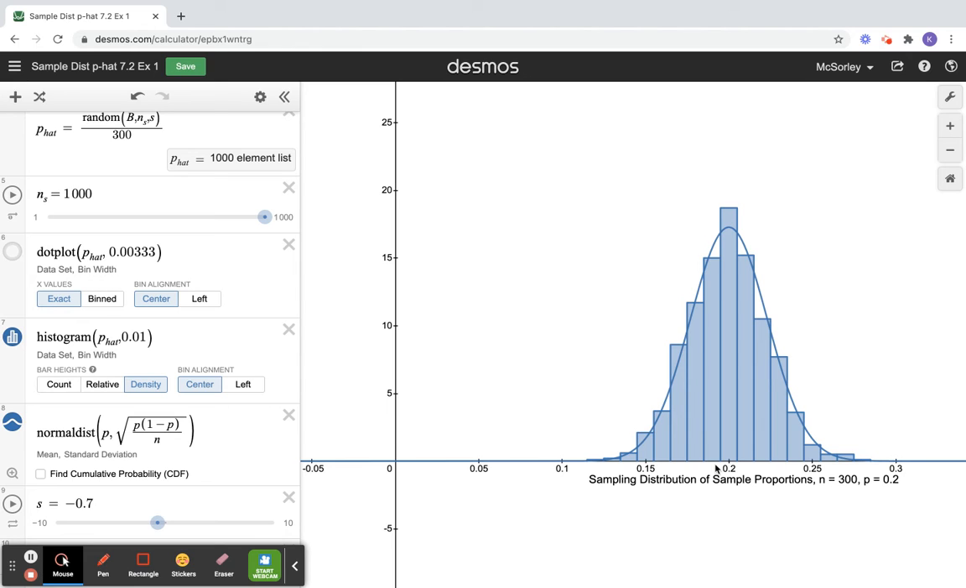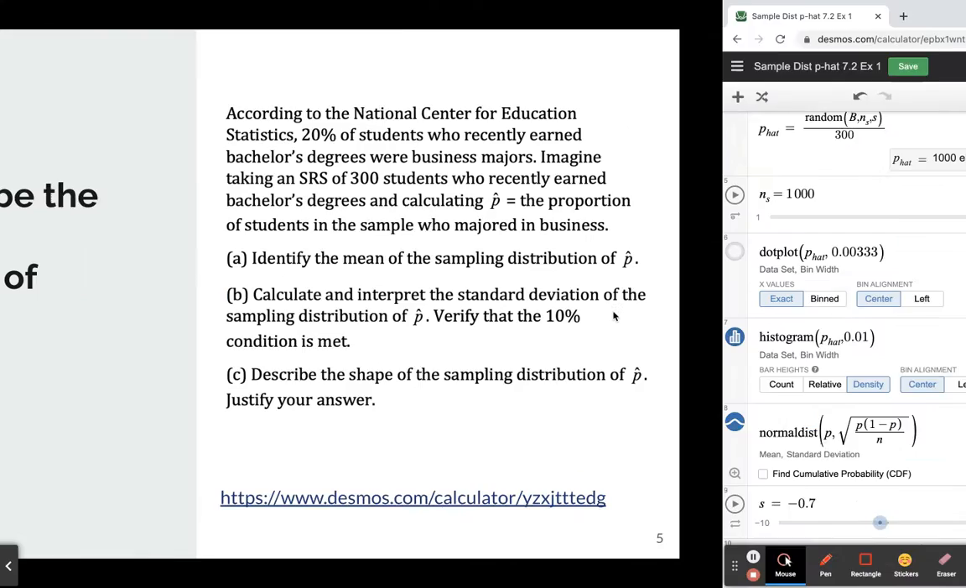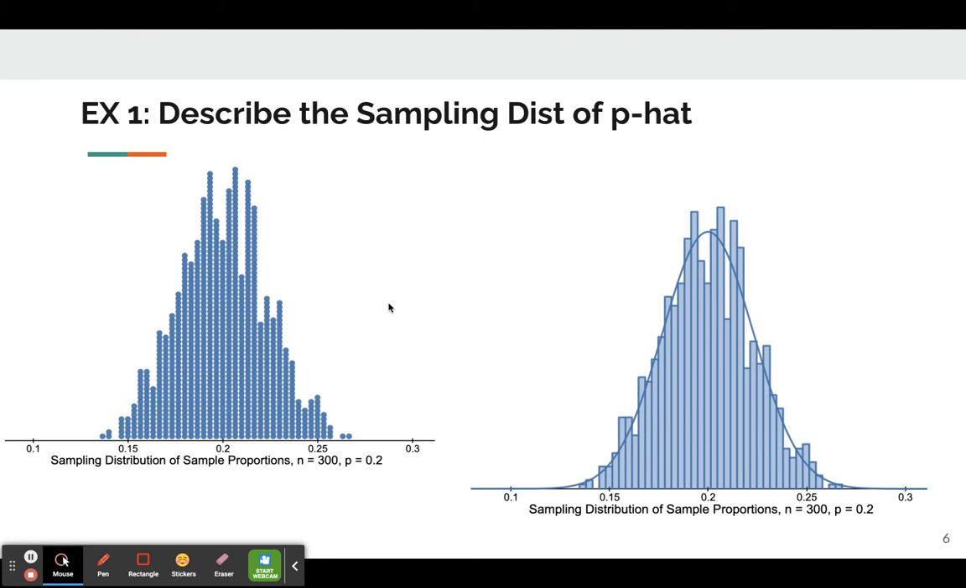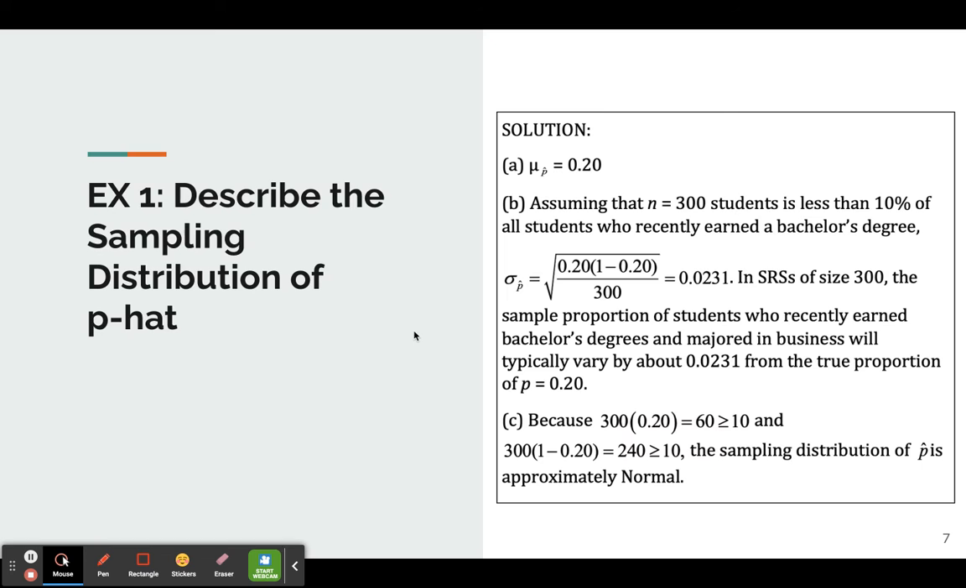So I can see from this that it has a center right at 0.2. The mean of the sampling distribution, the mean of all these sample proportions, is going to be 0.2. And I can use this formula to find the standard deviation of all these sample proportions, right? So let's go on and answer some of these questions. In the slide, I just have some screenshots of that Desmos.